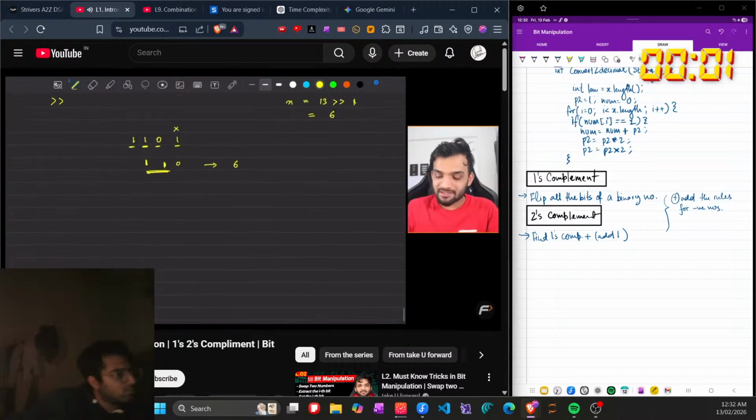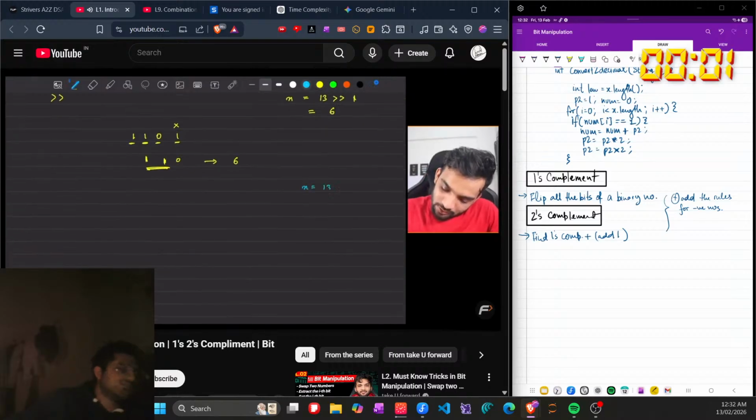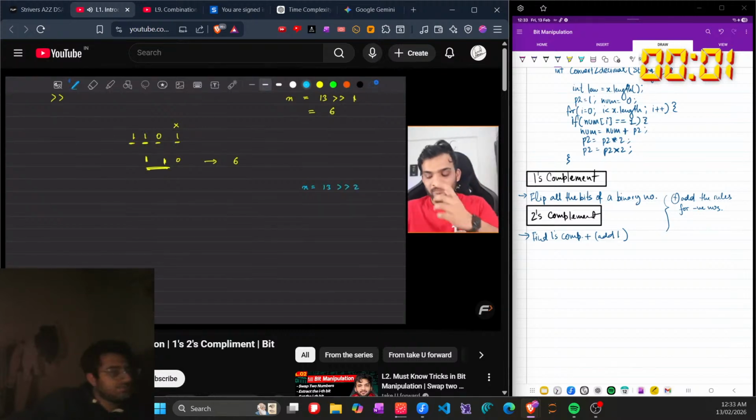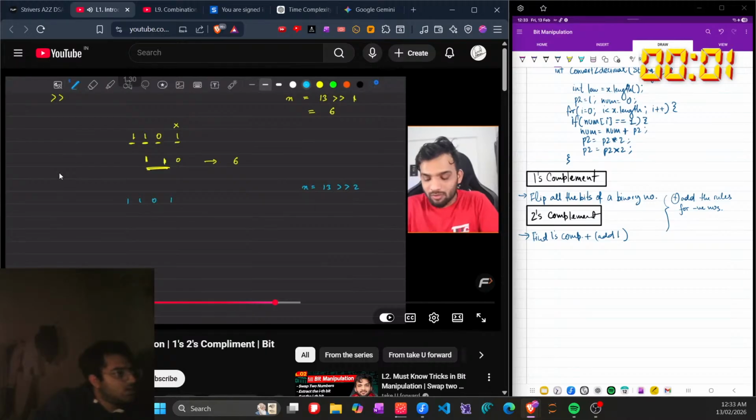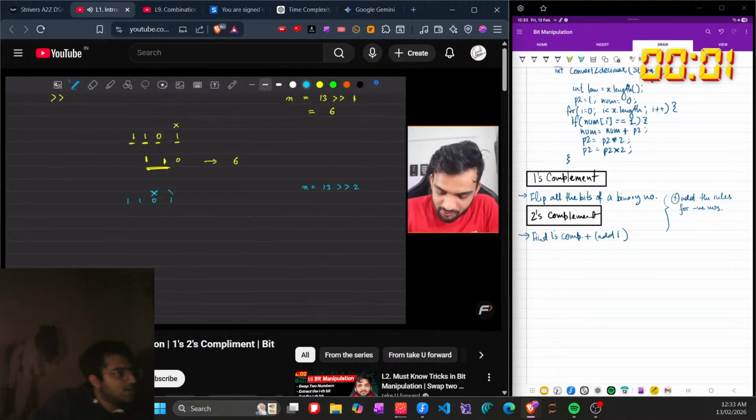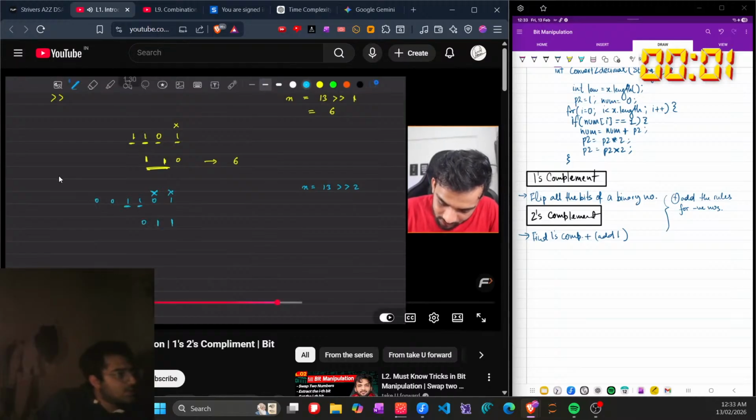Let's do one more thing. Let's say x equal to 13 right shift of 2. Again, that's 1, 1, 0, 1. When I say right shift by 2, this will go off the cliff and this will go off the cliff. 2 places. So this will come to the right. This will come over here. This 0 will come over here. This 0 will come over here. Again, this will be filled with zeros.